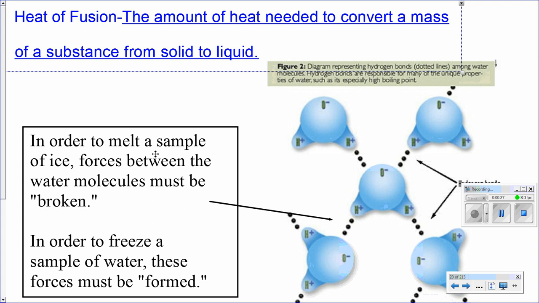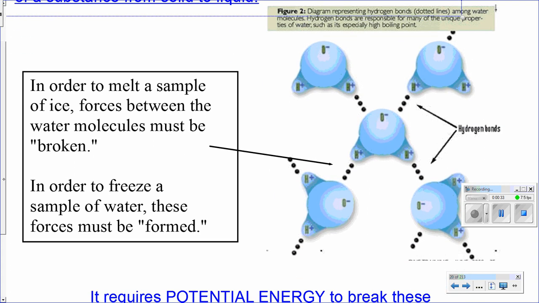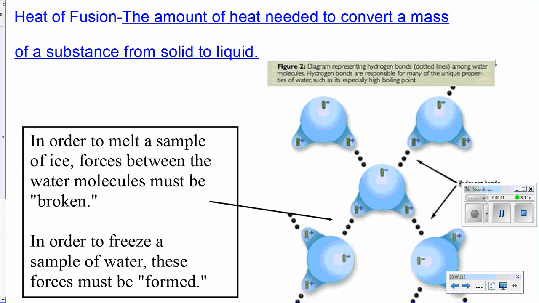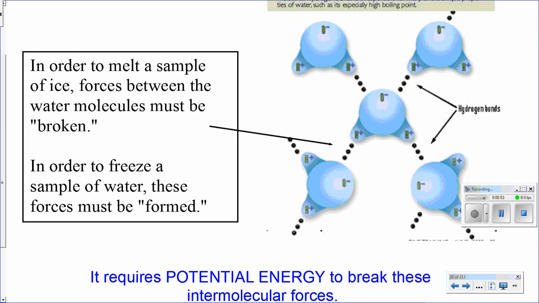What's important to understand about this is even though fusion specifically means melting, heat of fusion can be this phase change in either direction, meaning it can be solid to liquid or liquid to solid. So again, this is the amount of heat needed to convert a mass of substance from a solid to a liquid. If we're going from solid to liquid, that heat would be put in. If we're going from a liquid to a solid, that heat must be removed.